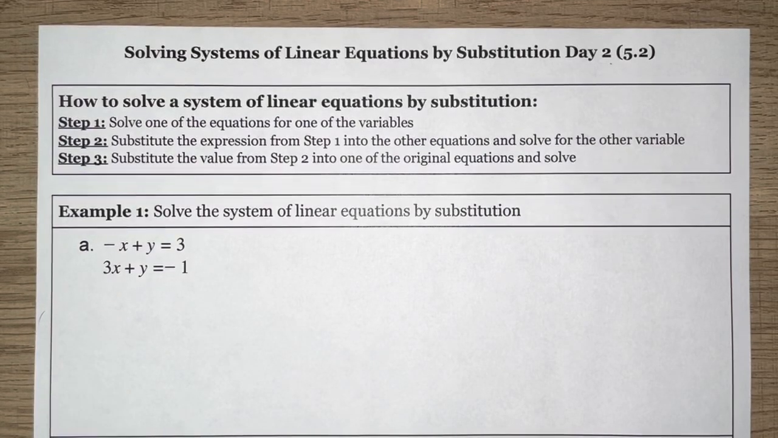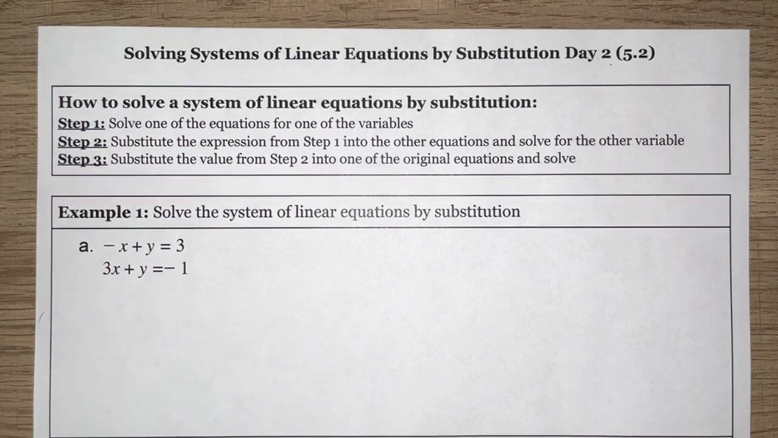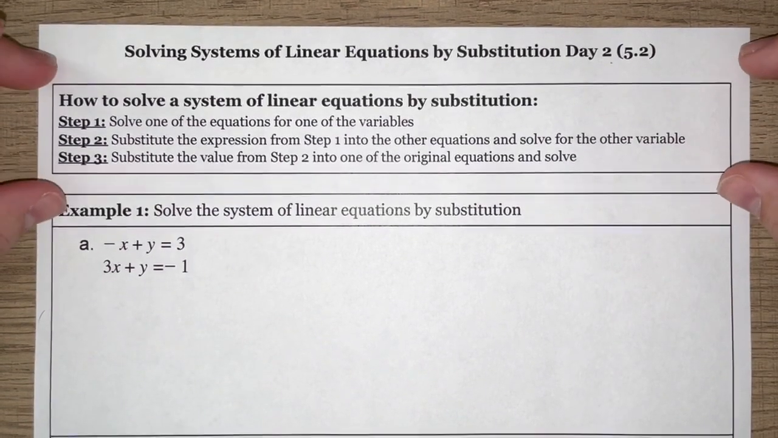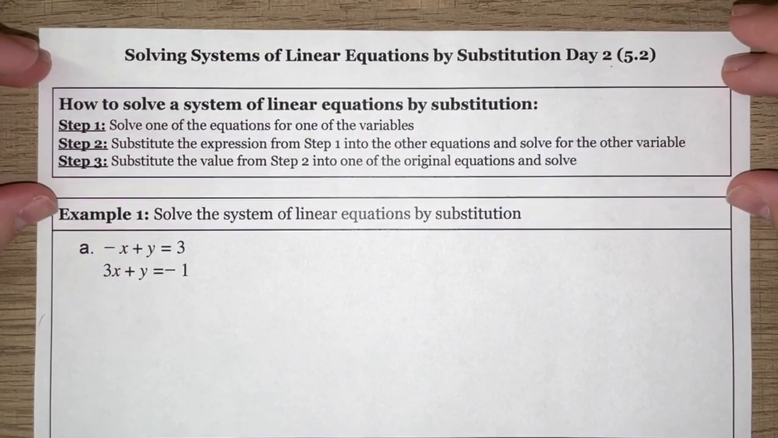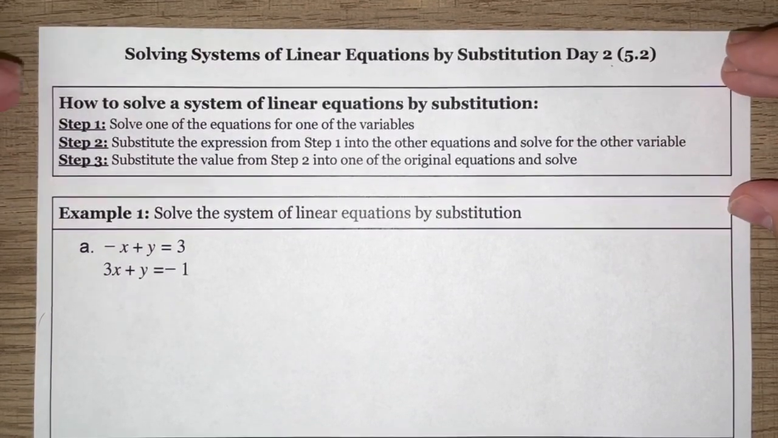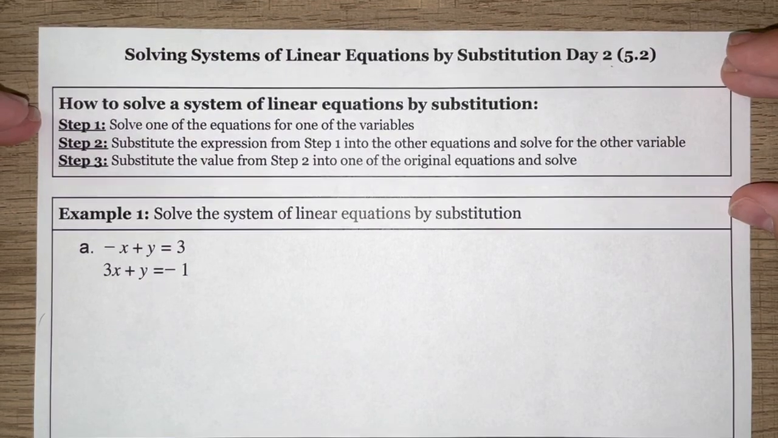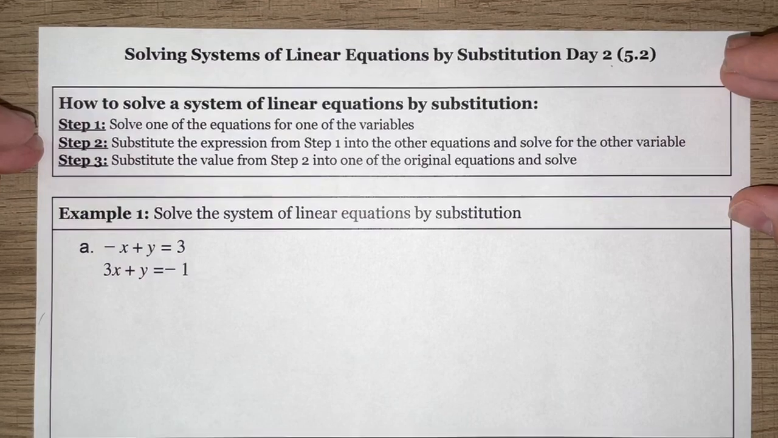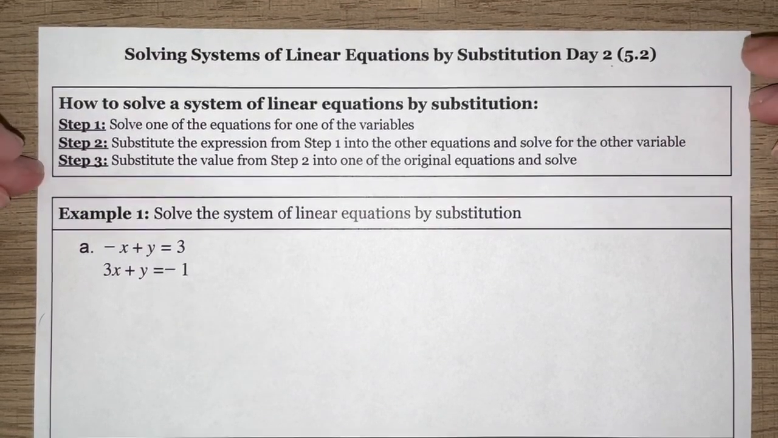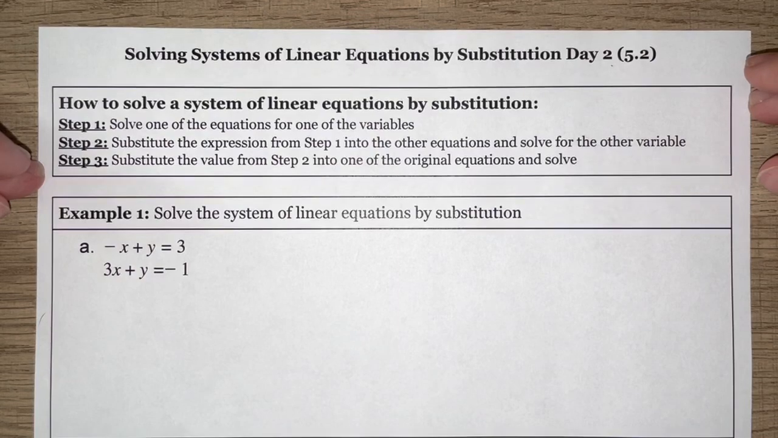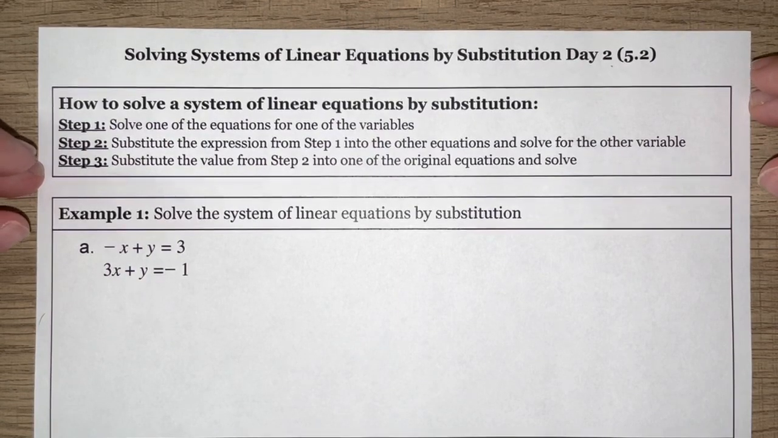So today is our second day of solving systems of linear equations by substitution. You should already have these steps in your notes, but if you don't, make sure that you copy them down. How to solve a system of linear equations by substitution. Step 1 is to solve one of the equations for one of the variables. Step 2 is to substitute the expression from step 1 into the other equation and solve for the other variable. And step 3 is to substitute the value from step 2 into one of the original equations and solve.